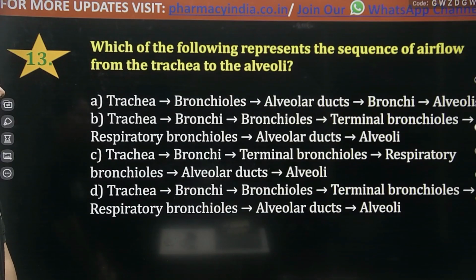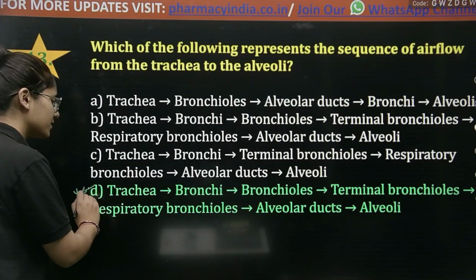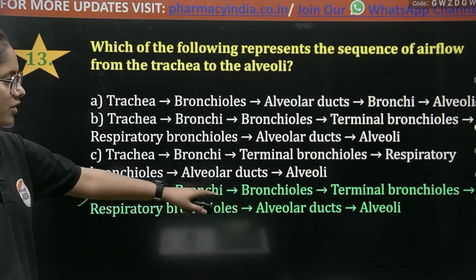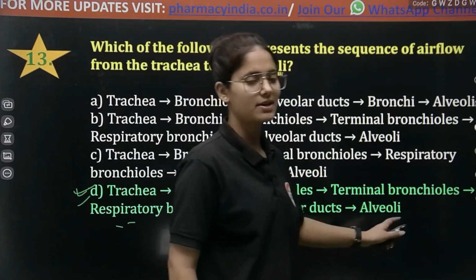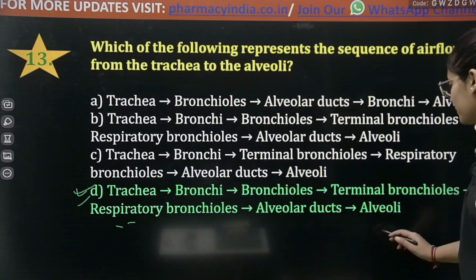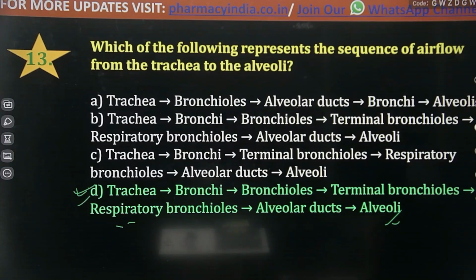Collapsing of the trachea can occur during the continuous exchange of gases or pressure exchange. So option A is correct. Next, which of the following represents the sequence of airflow from the trachea to the alveoli? Very easy question. Option D is correct. Why? Because the sequence is trachea, then bronchi, then bronchioles, then terminal bronchioles, then respiratory bronchioles, alveolar ducts, and then alveoli. And with the help of the alveoli, gases are exchanged into the blood capillaries.